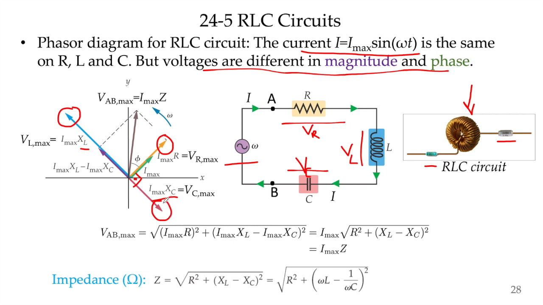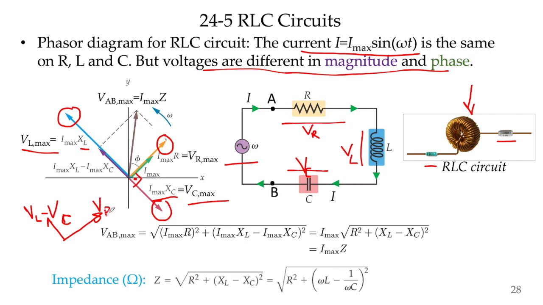First, what I would do is I would add VC and VL because they're in the opposite direction. Well, basically I'm going to subtract them. So VL minus VC will be this purple. Okay, so this purple one will be VL minus VC. Okay, and I also have this VR, which is 90 degrees and it's in this direction. This is VR.